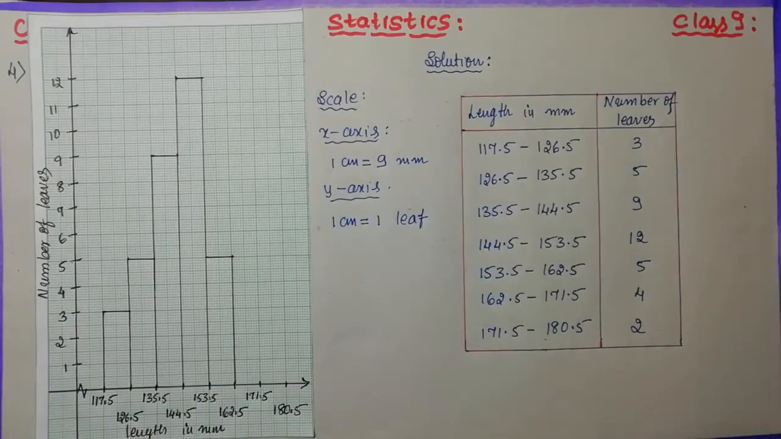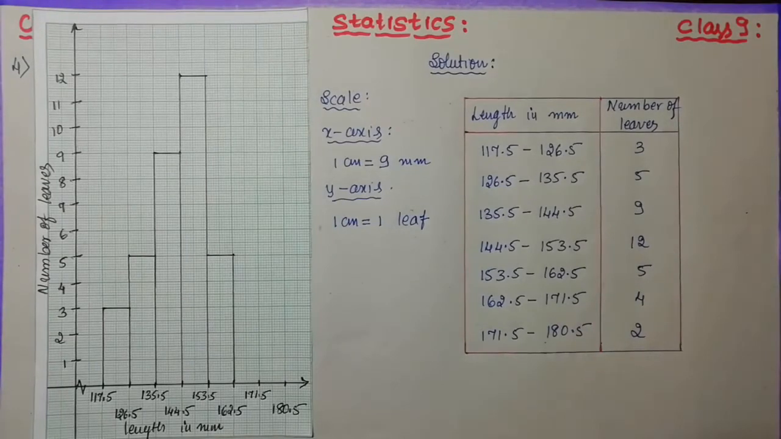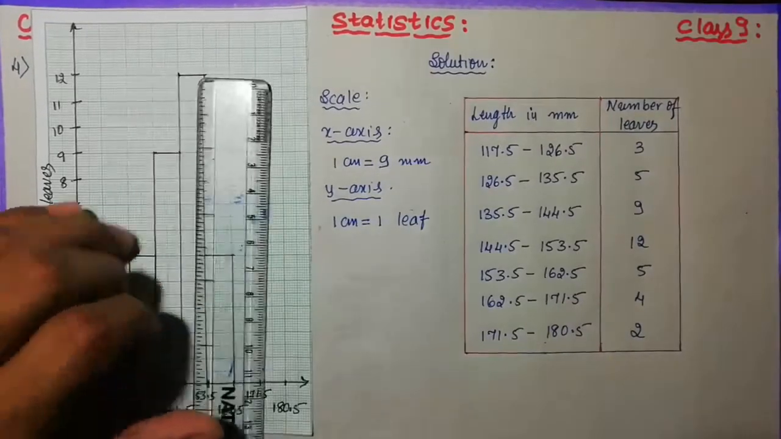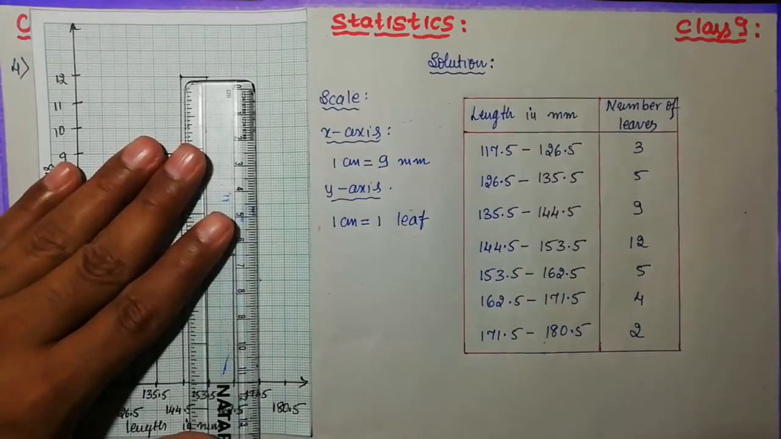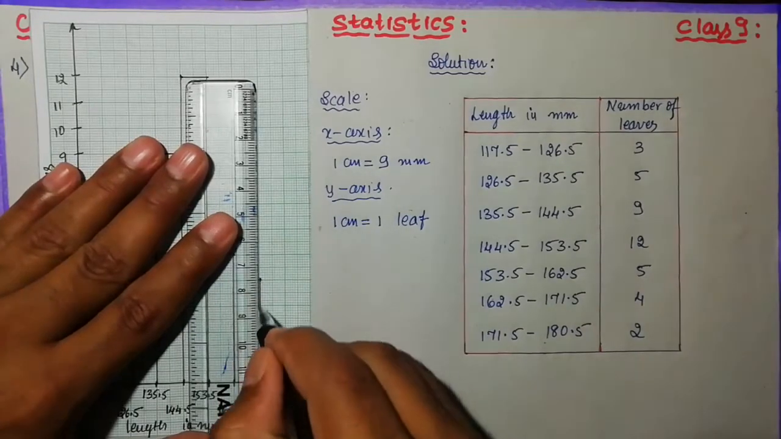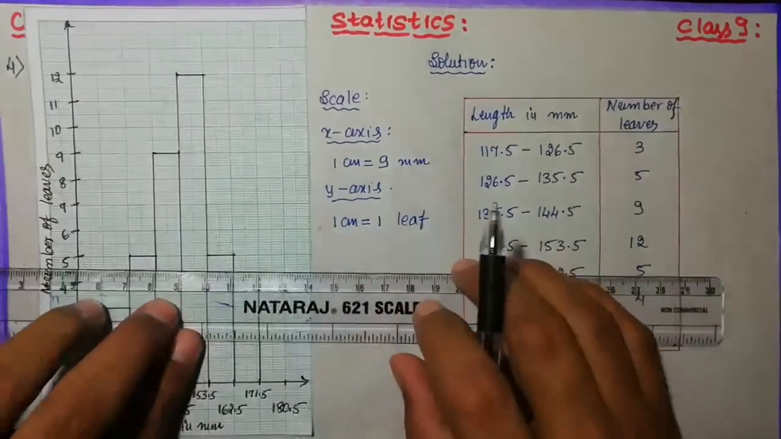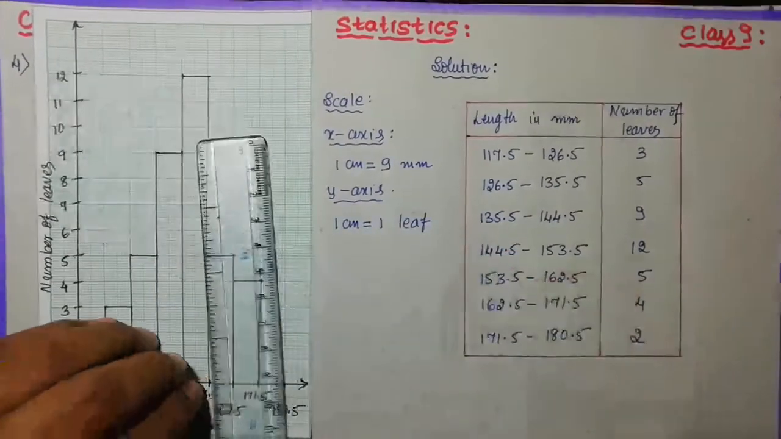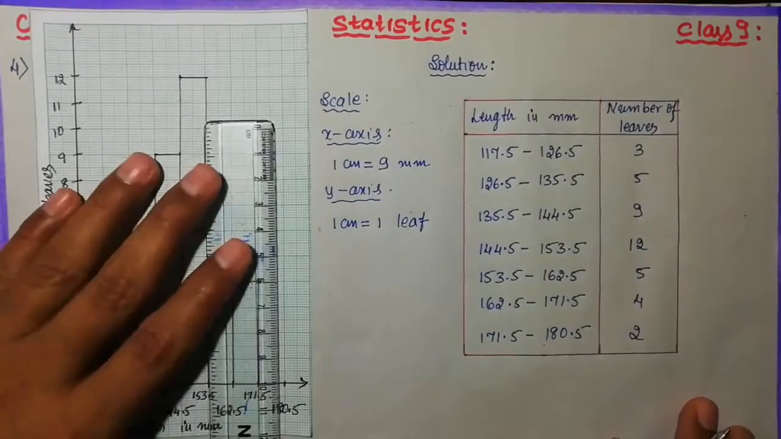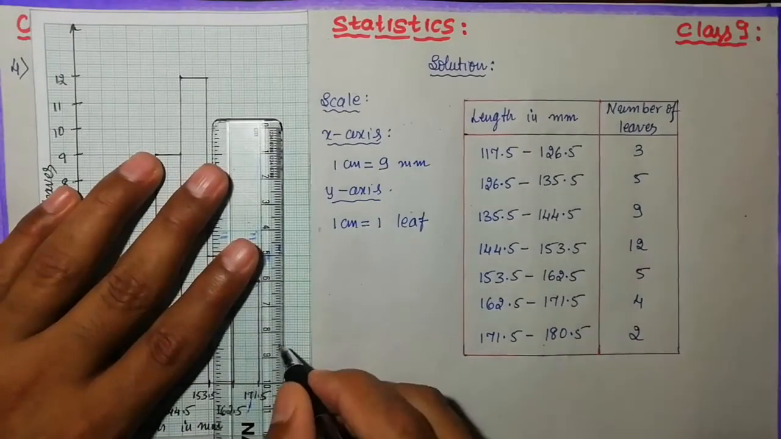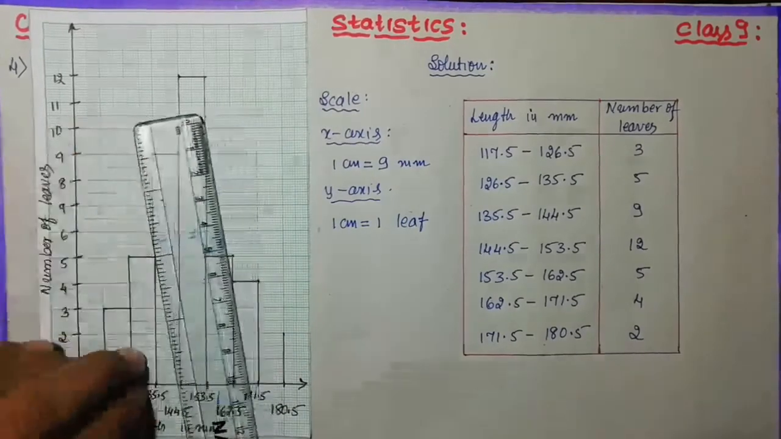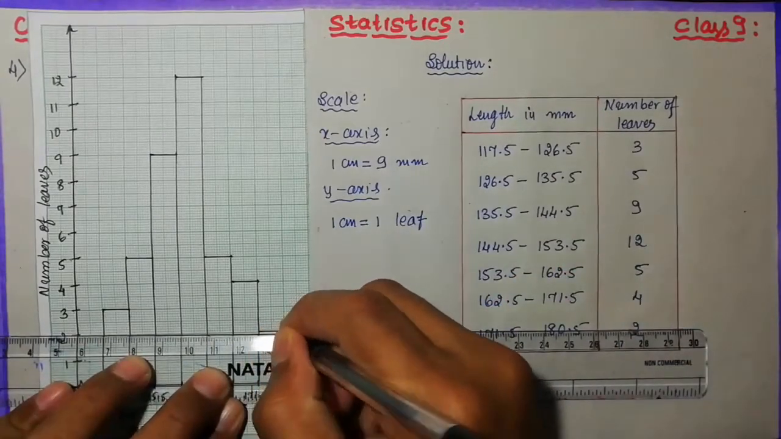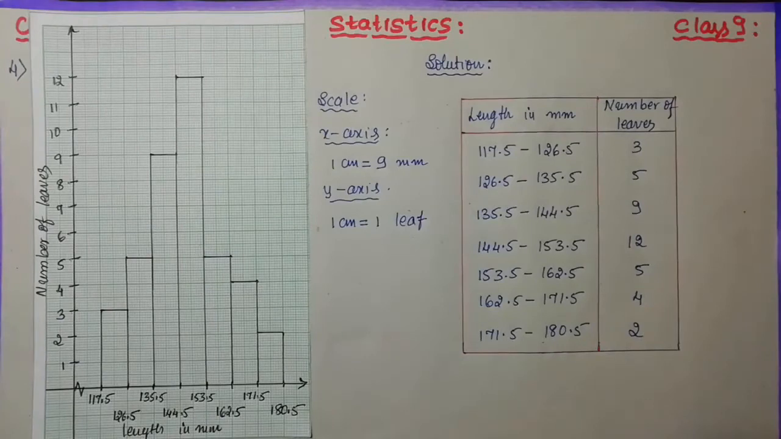The next thing after 5 is what? 4. 4 means it will come up to here. So you need to draw the rectangular bar of length 4 units in the y direction. And the last one is what? It is 2. So you need to draw a rectangular bar of length 2 units in the y direction. This is the bar graph representation of question number 4.